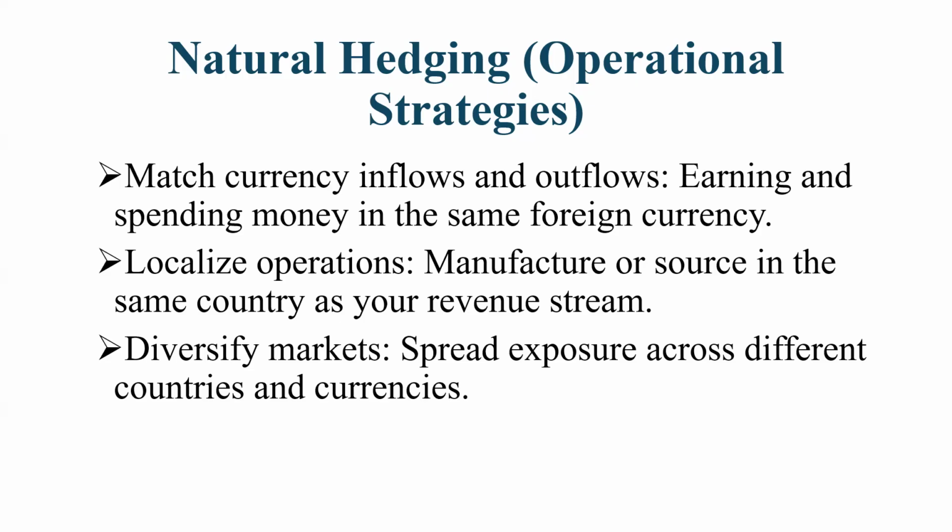Another natural hedging strategy will be localizing operations. So within that strategy, we can have the manufacturer or source in the same country as the company's revenue stream. So we just simply manufacture or source in the same country as your revenue stream. And the third natural hedging strategy we'll look at is diversifying markets. This would involve spreading exposure across different countries and currencies.